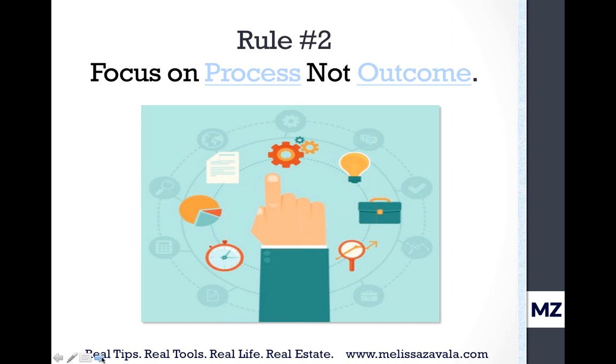So rule 2, focus on process, not outcome. The minute we get totally obsessed with how much money we are going to make or whether this is going to succeed or not, then we are not focusing on the process. Processes are what make success. It could be setting some time to do something specific or doing the same mailing campaign over and over, but those are the processes that you need.